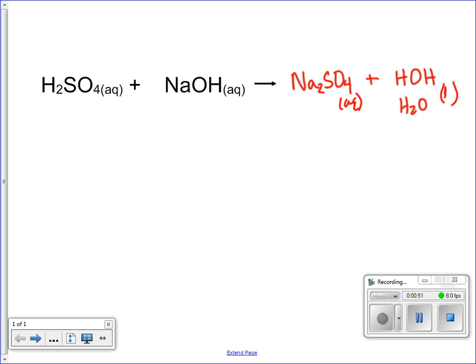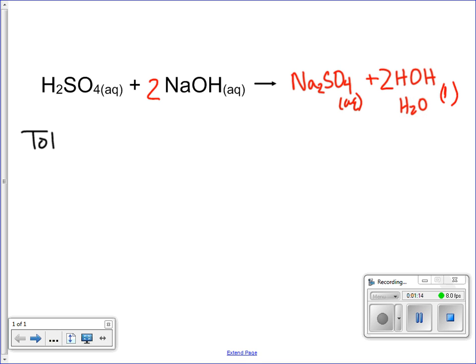Last thing we need to do, at least to write out this molecular equation, is to balance it. I have two sodiums on my product side, so I'm going to need a 2 in front of the sodium hydroxide. And now that gives me two OH groups and two H's from the acid, so I need a 2 in front of our water. Now we can actually begin the problem of writing out our total and our net ionic equation.